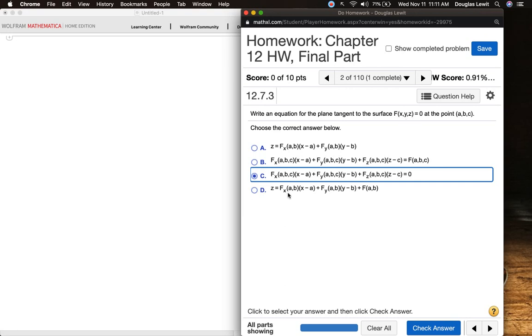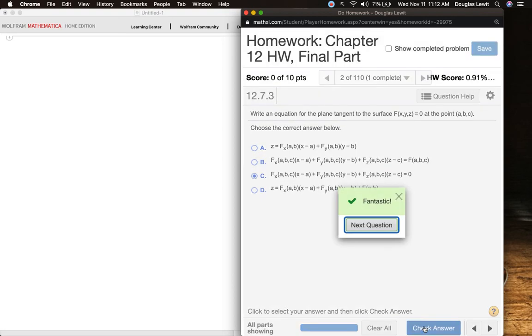Well, what about Z? You can't just ignore Z. This is a slightly tricky question, but yeah, it's going to be C. We're taking the partial derivative of the function with respect to X, evaluated at the point ABC, X minus A. You do the same thing for the Y coordinate, you do the same thing for the Z coordinate, and it's going to be equal to 0. That should be correct. Okay, so that's a little bit tricky. It's subtle.